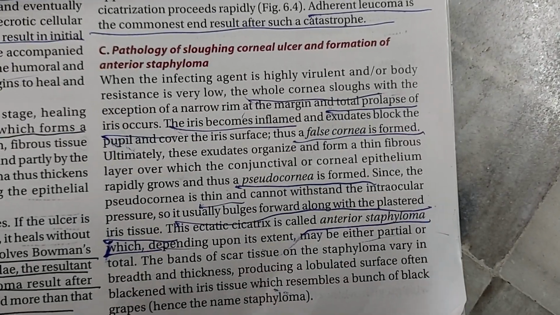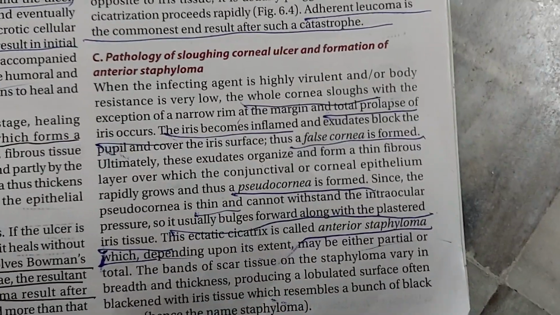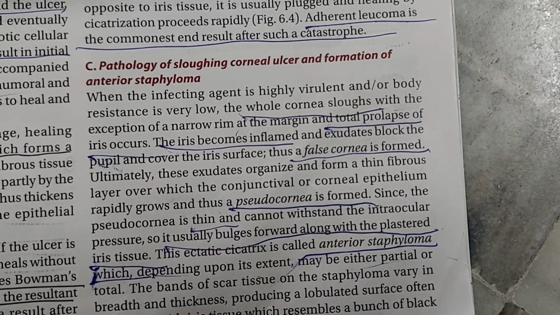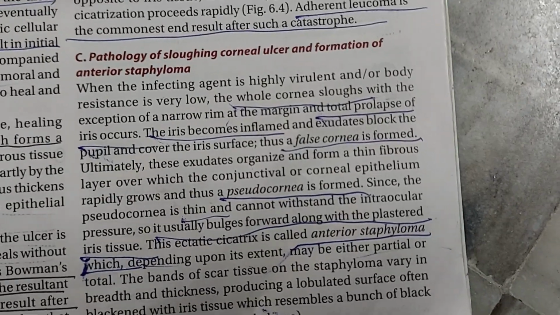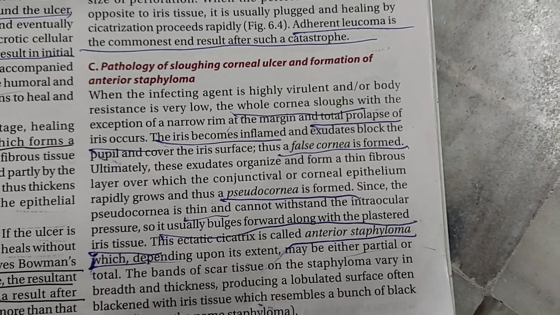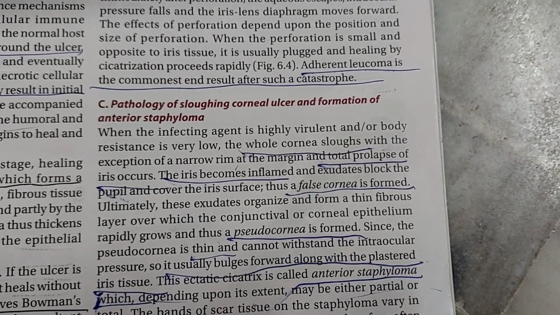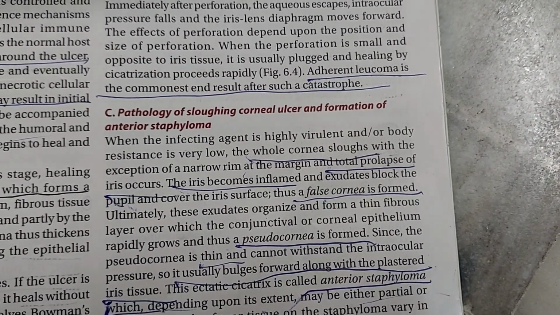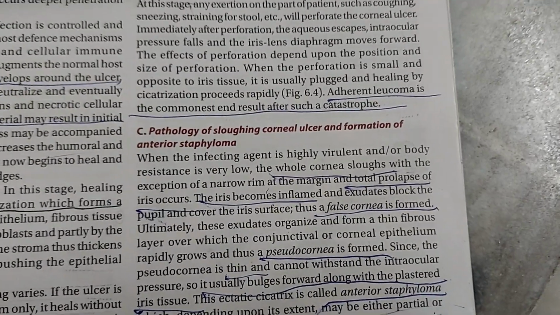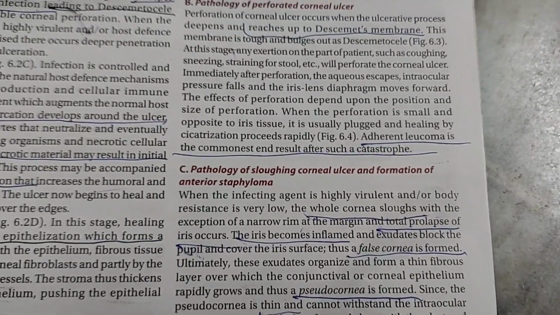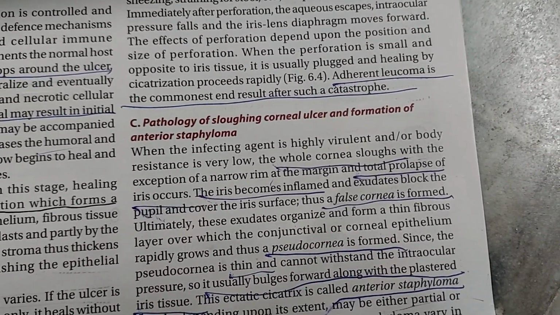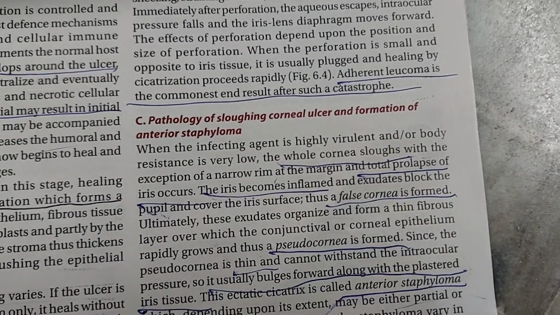Pathology of sloughing corneal ulcer and formation of anterior staphyloma. If the infecting agent is highly virulent and body resistance is low, the whole cornea sloughs off. Not a small part, but the whole cornea is totally necrosed except a narrow rim at the margin, and total prolapse of the iris occurs. The whole iris comes forward through that perforation. The iris becomes really inflamed, and exudates block the pupil. The pupil is the part from which light enters inside. The pupil becomes really small because the iris is congested, and it leads to blockage of that perforation.